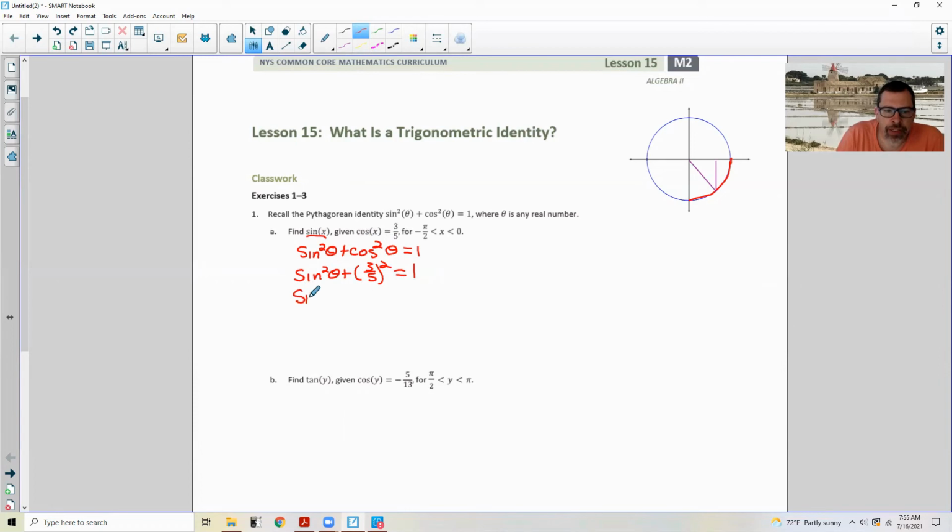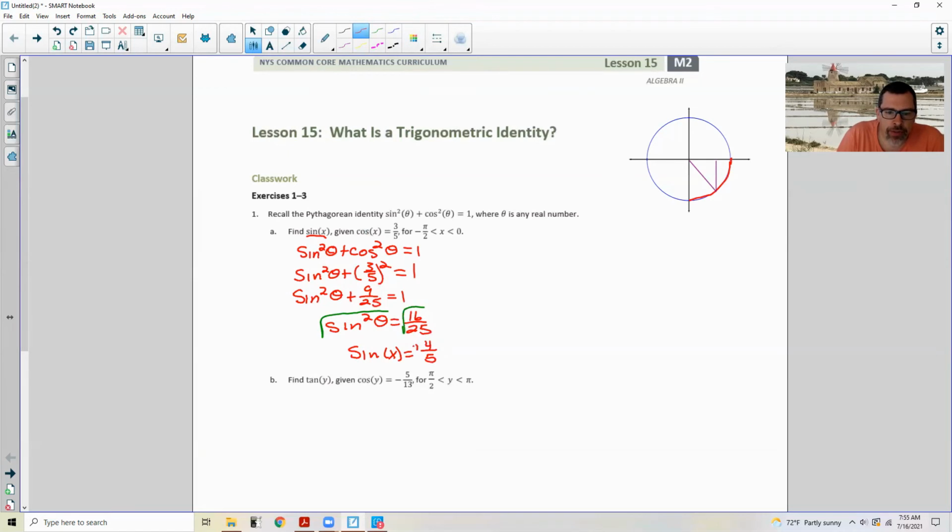Simplifying that, we get sine squared theta plus 3 squared is 9, 5 squared is 25, equals 1. Subtract 9 over 25 from both sides, and we get sine squared theta equals, if this was 25 over 25 and we're subtracting 9 over 25, we're left with 16 over 25. And in order to finish this, we take the square root of both sides. So I get the sine of x equals the square root of 16 is 4, and the square root of 25 is 5.